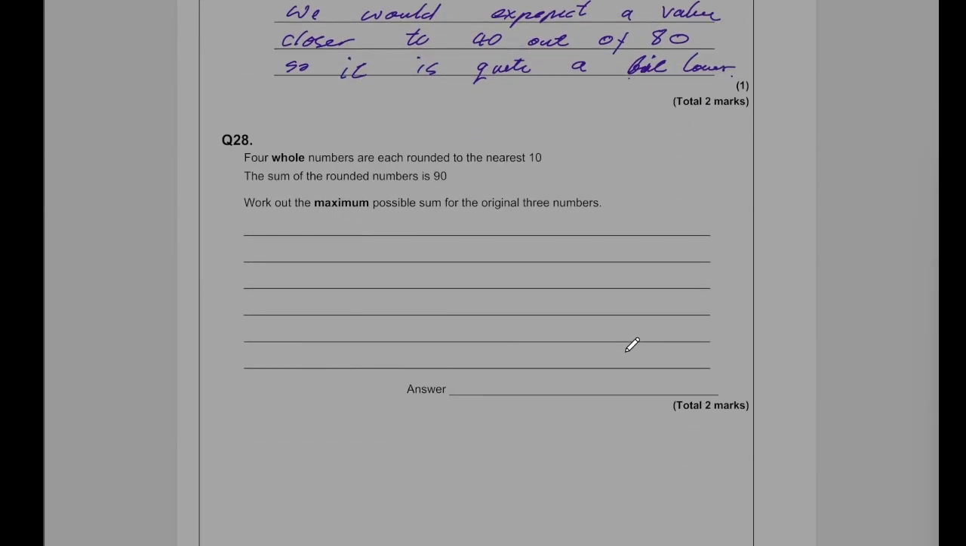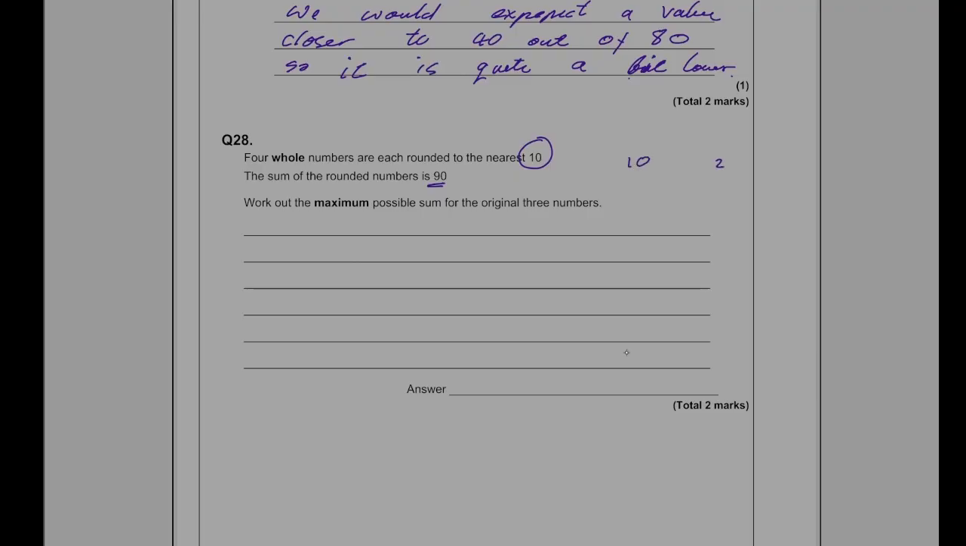Question 28. 4 whole numbers are each rounded to the nearest 10. The sum of the rounded numbers is 90. Work out the maximum possible value of the original numbers. Okay, let's imagine something has been rounded to 10 instead of 20. Technically, the middle point would have been 15. However, 15 we would round up. So the maximum it could actually be would be 14.